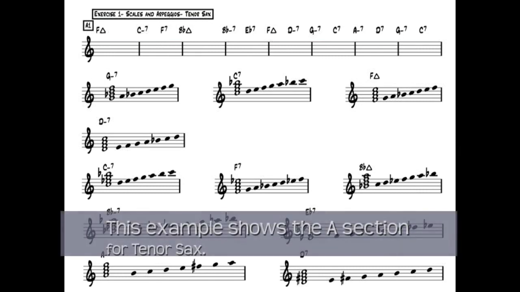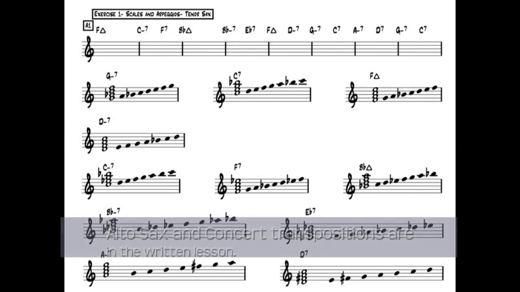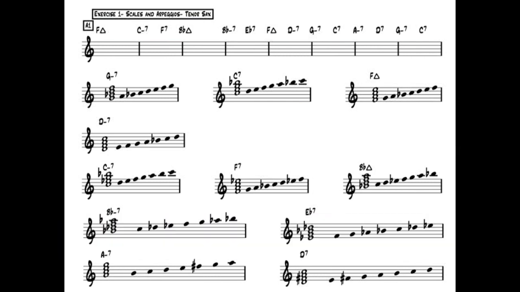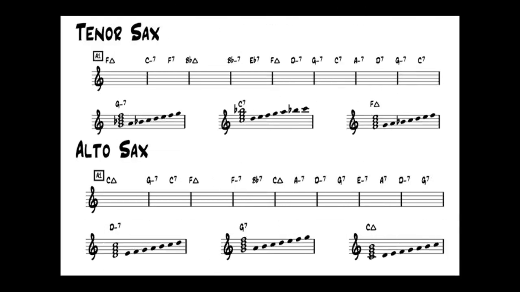For your first real practice exercise, I would suggest going through the scales and the arpeggios that each of the chords are constructed from. Now, in the written lesson, I've included the scales and arpeggios for the A and the B section, but I've organized them in their 2-5-1 combinations. So I haven't really organized them in the sequence that you'll encounter them in the chord progression. Instead, I've organized them by the tonality.